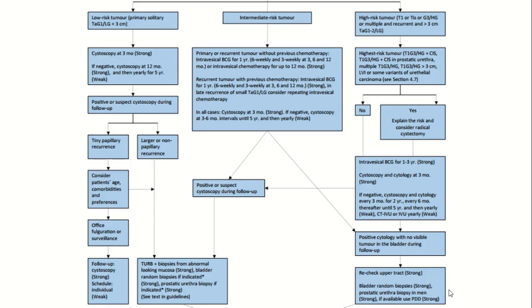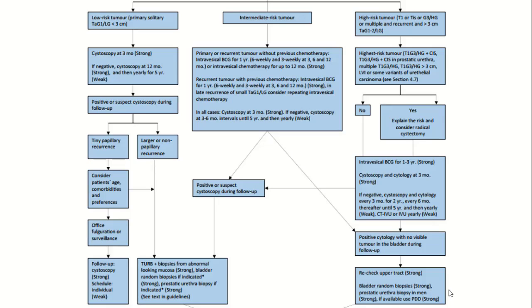Cystoscopy and urine cytology at 3 months. If the cystoscopy and cytology are negative, every 3 months for 2 years, every 6 months, and then after 5 years, if there is nothing on the concurrent cystoscopies and cytologies, we will give the yearly follow-up after 5 years.